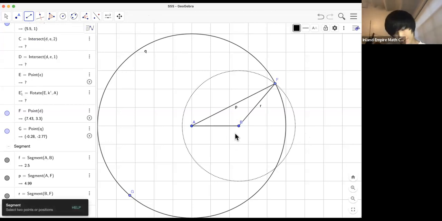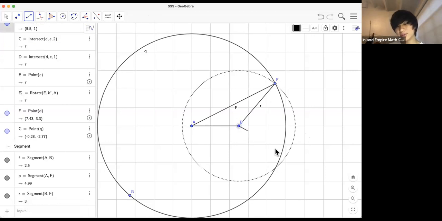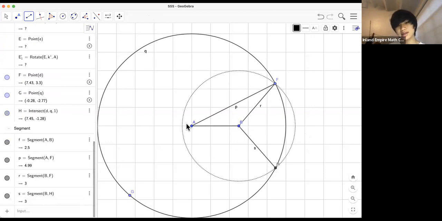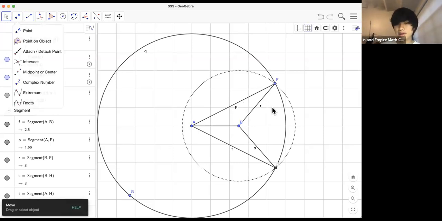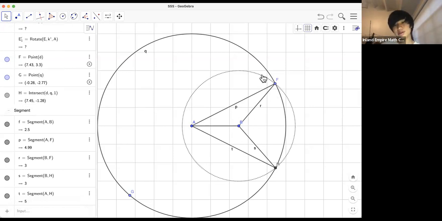However, in this case, there's actually a problem, because you can see that you can form two triangles here. You can form two possible triangles with side lengths 2, 2.5, and 3. Because you can actually form another triangle here, there are 2 points where the circles intersect.